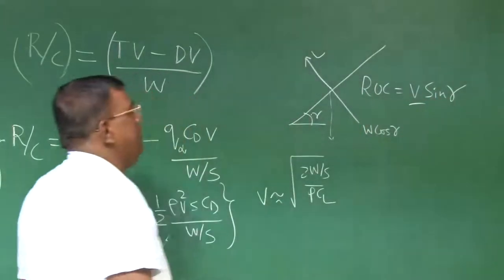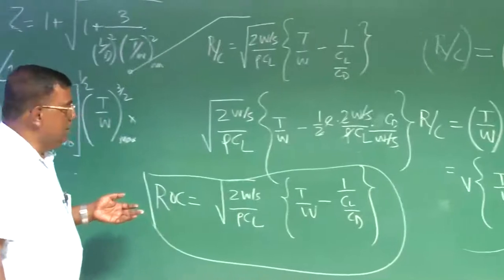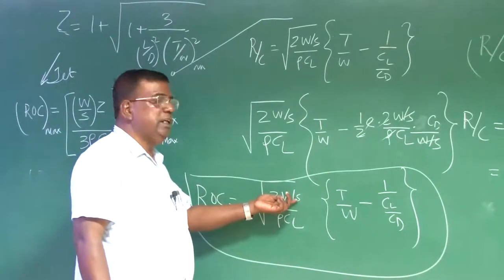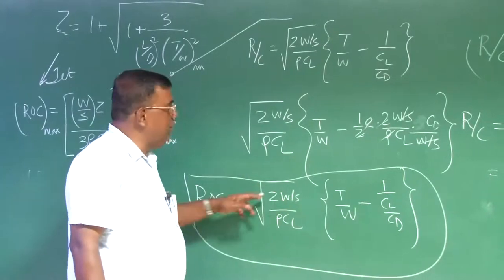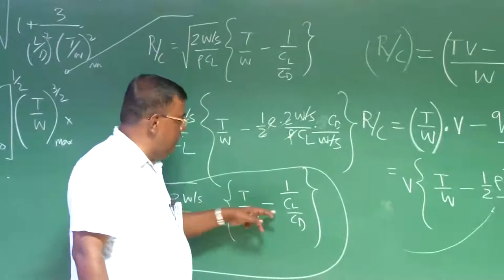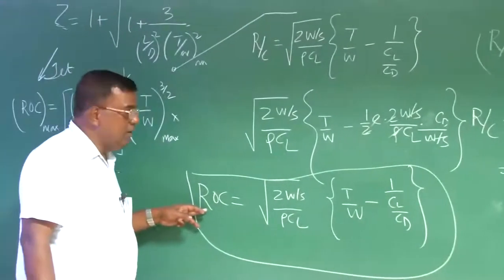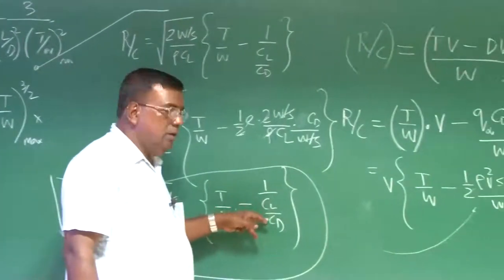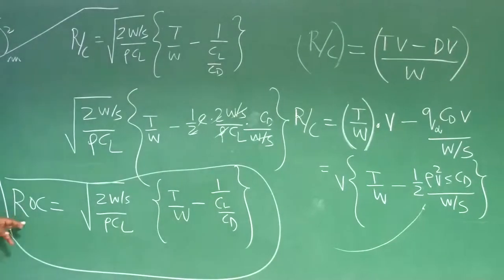So everything remaining same, if the wing area reduces, then the speed increase will be more. So W by S increasing means wing area reducing, drag is reducing, so rate of climb will increase. And also here you see, as T by W is increased, rate of climb will increase. And also when you have larger CL by CD, this value will diminish. So again, rate of climb will increase.